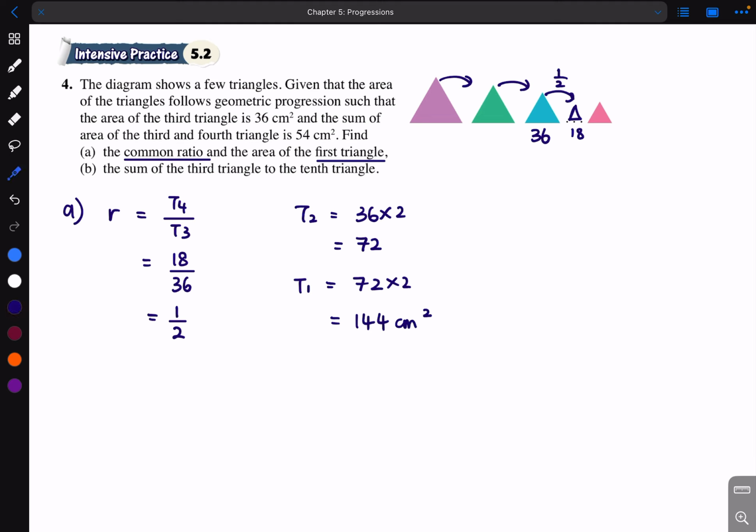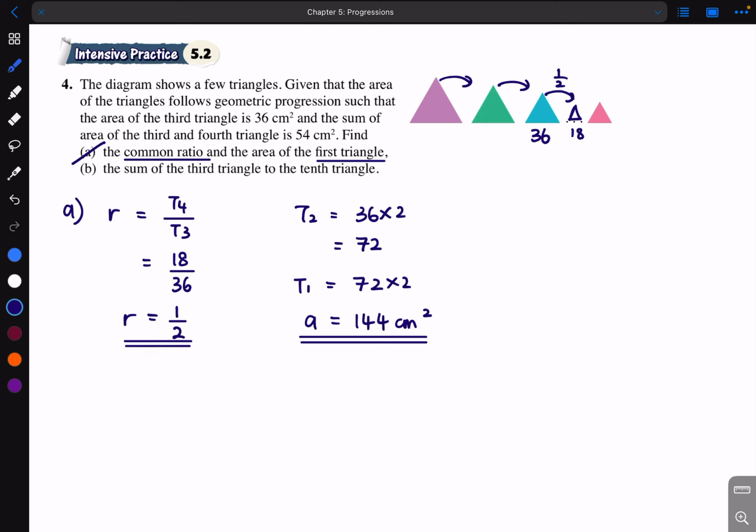So going this way, it becomes half. Therefore, this way, it will double. So just times 2. So our A is 144. And our R is 1 over 2. Done.